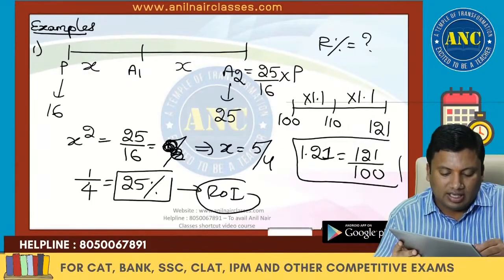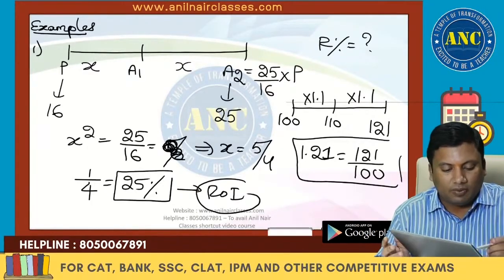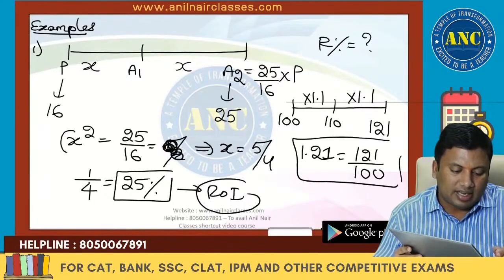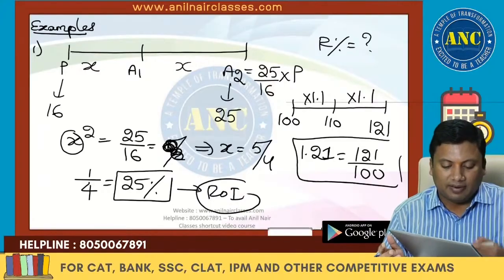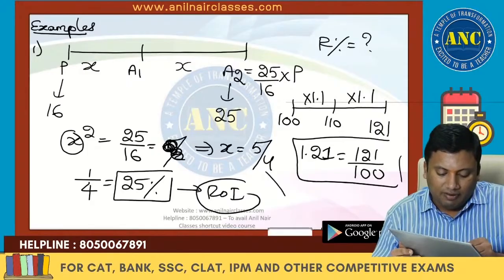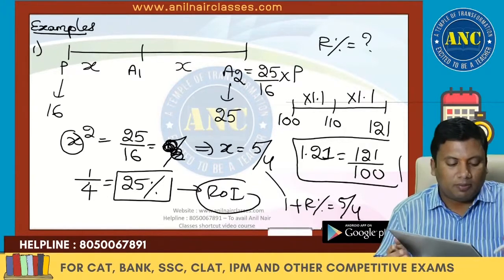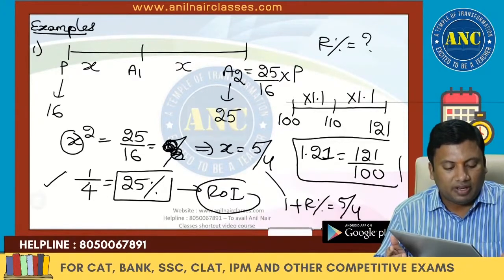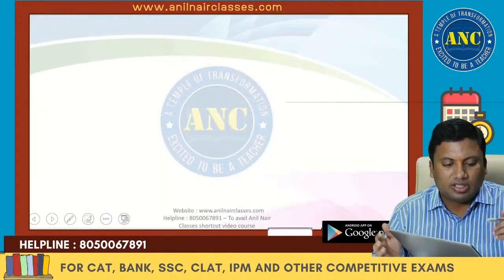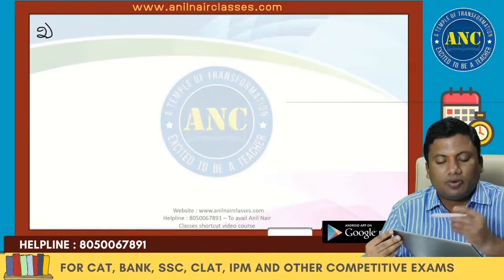No formulas, nothing. 16 becomes 25. X into x, where x is the multiplication factor. X is 5 by 4, which is nothing but 1 plus r percentage. R percentage is 1 by 4, which is 25%. Next one.